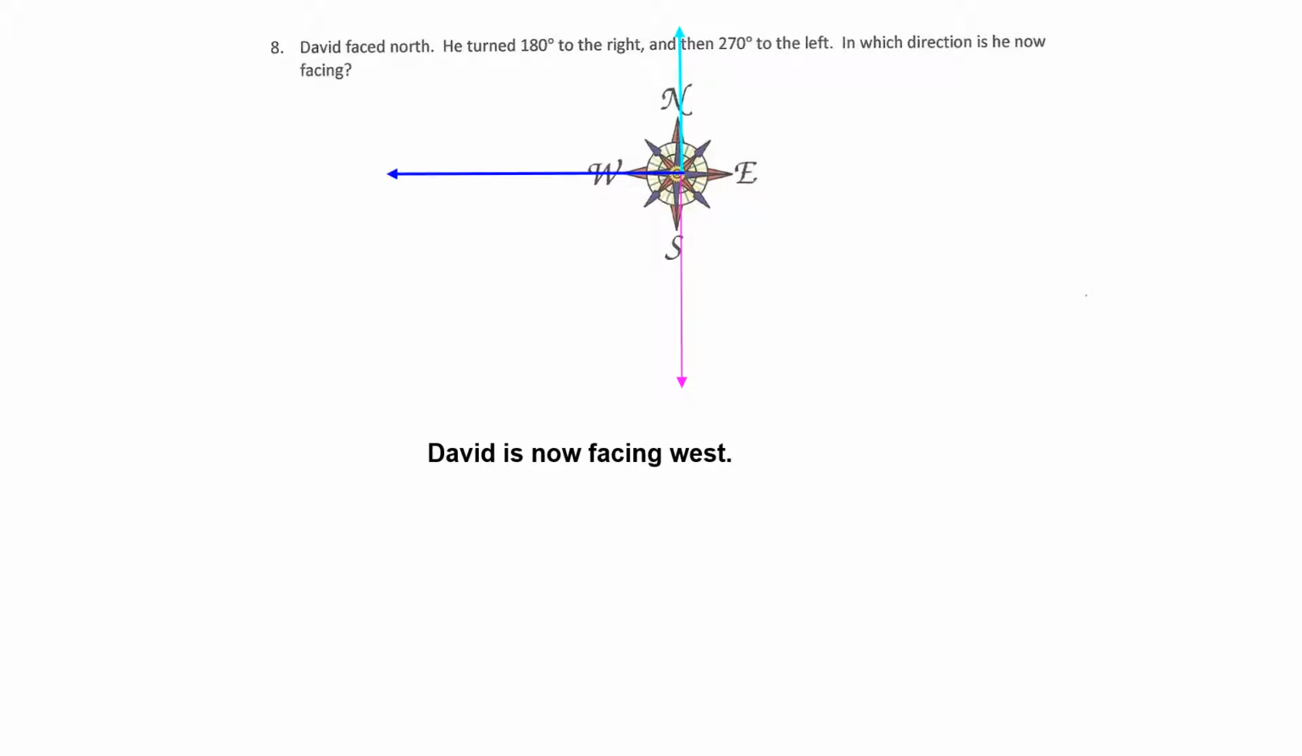David faced north, so that's blue. He turned 180 degrees to the right, so that's purple, and then 270 degrees to the left. So this is where I got tripped up. 90, 180, 270, right? So he's here, and then 180 degrees is here, but then 90, 180, 270, so he's facing west.